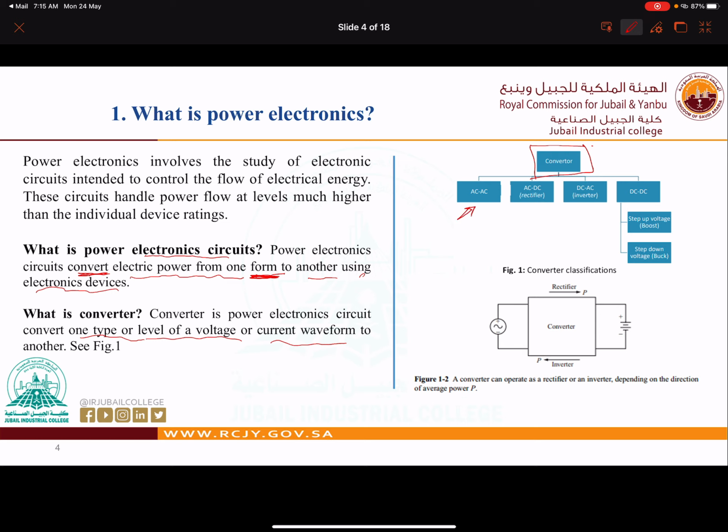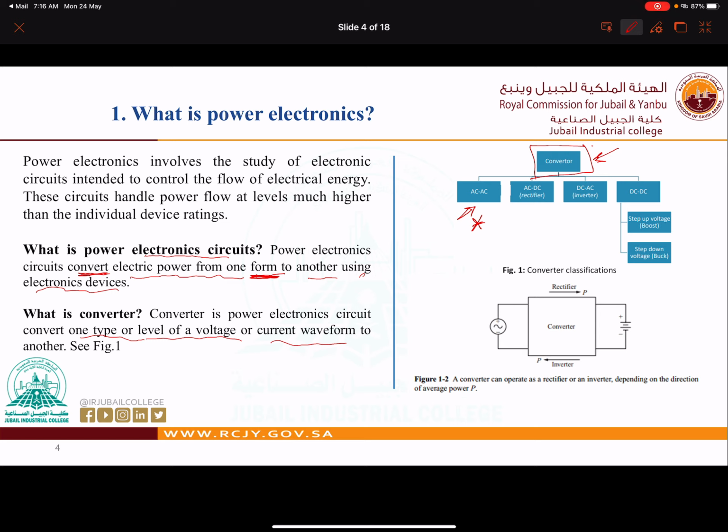So when we convert from one type to another, like AC to AC, it is called a converter. Even if we convert from AC to DC or DC to AC, the name converter covers all these 4 types. For the AC to AC converter, we will not go through it. It is done by using a regulator or cycle converter, and this is not required in our course.